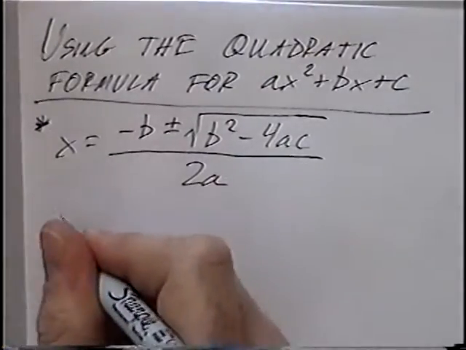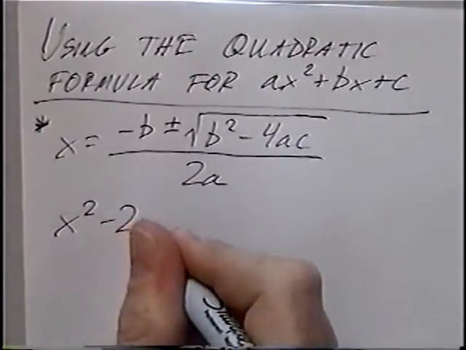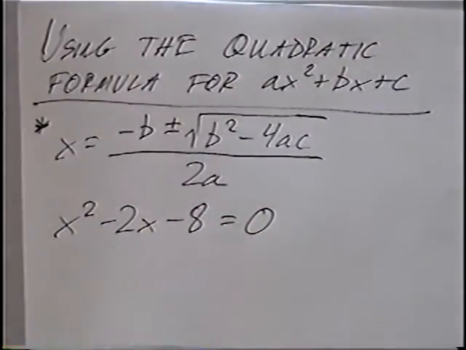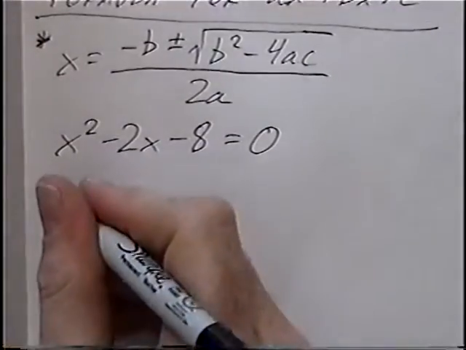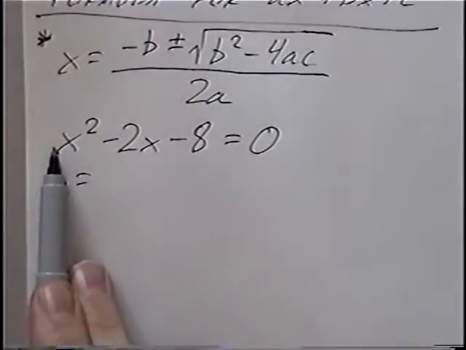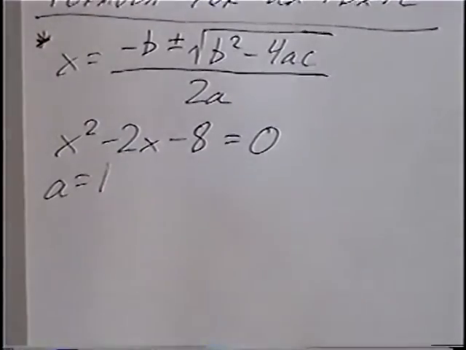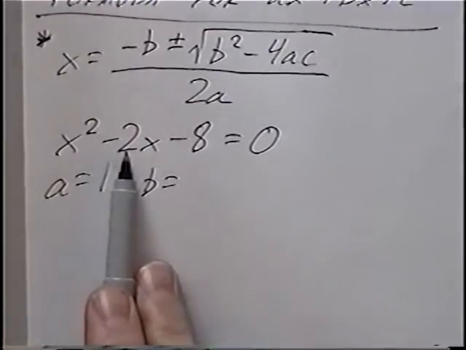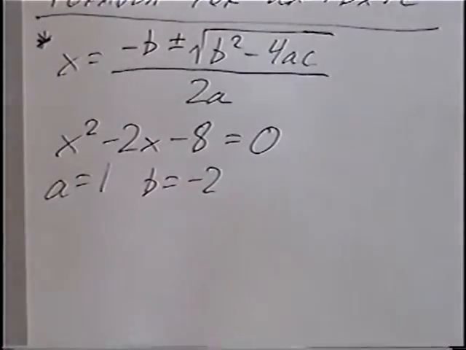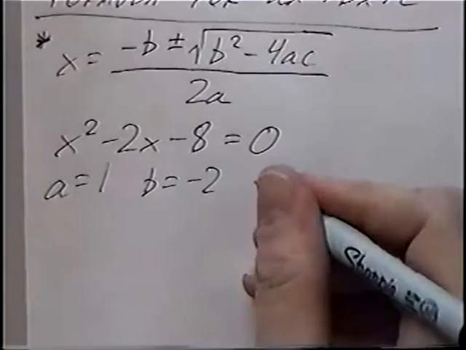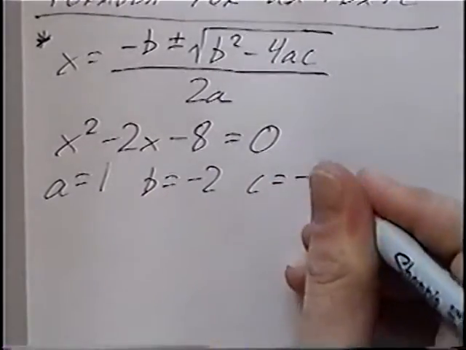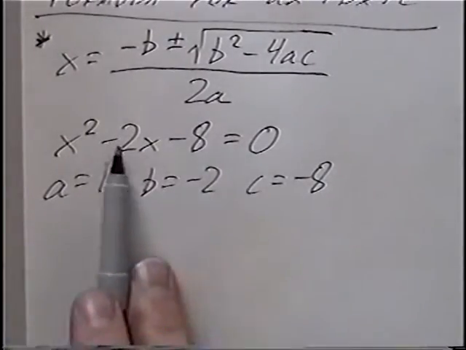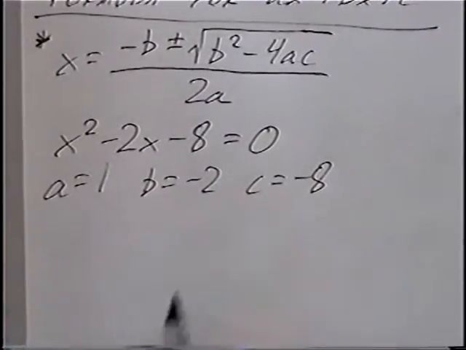The first question we'll look at is x squared minus 2x minus 8 equals 0. Again, a is the first number, the number in front of x squared. If there's no number there, we can put a 1. B is the middle number, or the number in front of x. It does have a minus sign or negative sign, so it's a negative 2. And the last number, c, is negative 8. The equations always have to be equal to 0. If it's not equal to 0, you have to move all the other numbers over before you do a, b, and c.